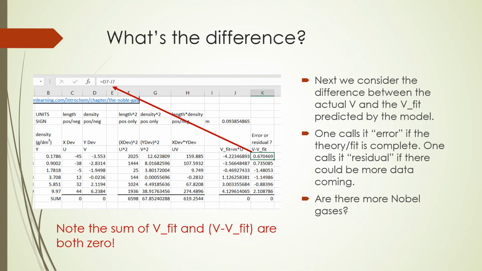Statistics is subtle and confusing, and the difference between error and residual is a subtle point. If the theory is complete, if the fit is complete, meaning that we used all possible data to come up with it, then we would call it an error. And if one is expecting more data, there could be more data to come in the future, then one might call it residual. We're not going to worry too much about these fine points here. But since this data was about Nobel gases, you would ask the question to determine whether it was error or residual: have we considered all the Nobel gases? Are there more Nobel gases than the data we have here?